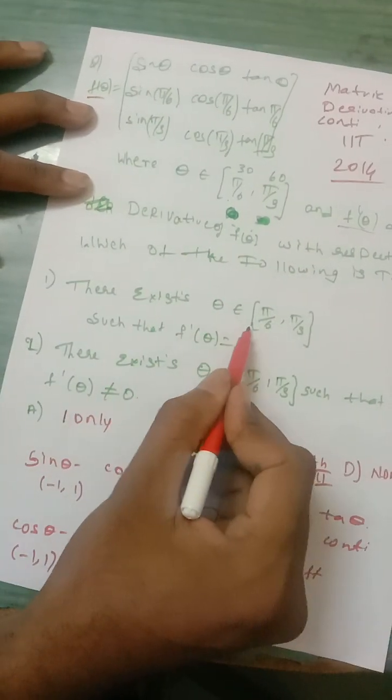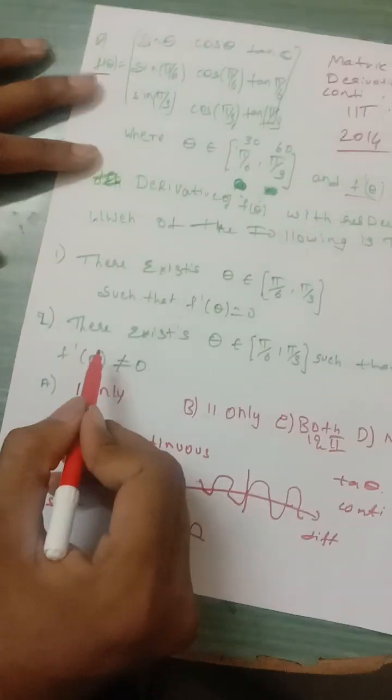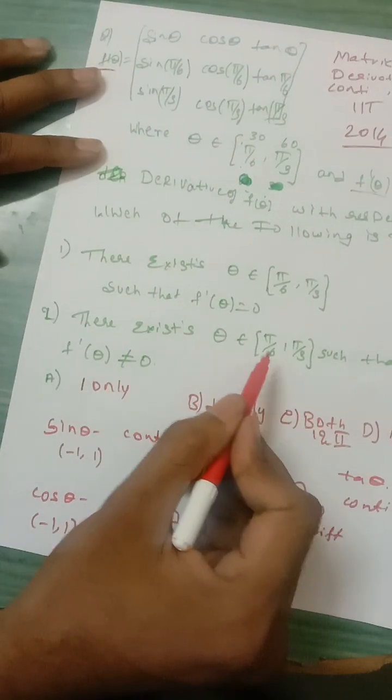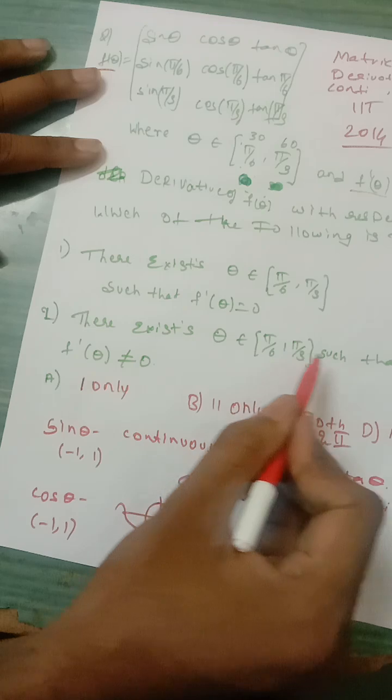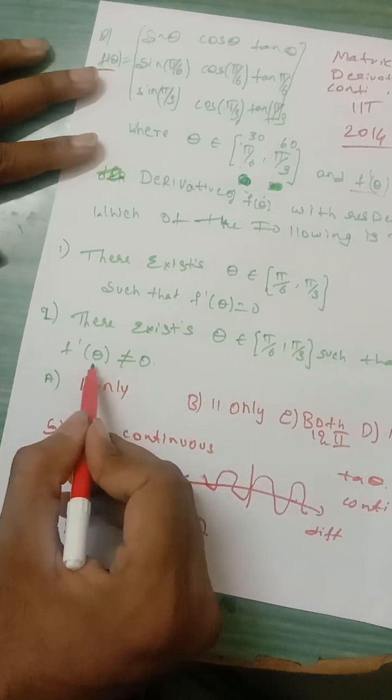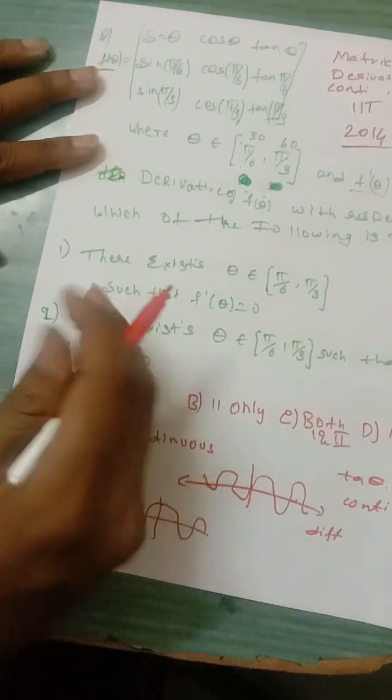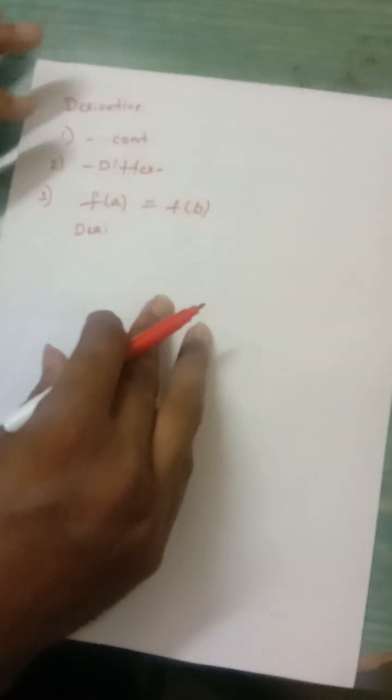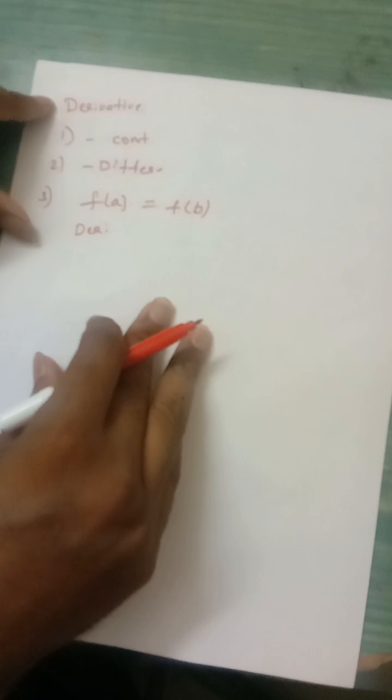The question is: there exists a θ belonging to 30 to 60 such that f'(θ) is not equal to 0. So we have to check whether it is equal to 0 or not. For equal to 0, we have to check whether Rolle's theorem applies or not.